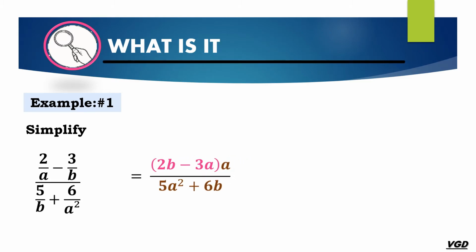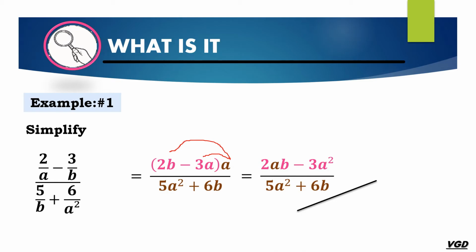Applying the distributive property of multiplication, we can distribute a to the quantity of 2b minus 3a. So just distribute, and we will get a times 2b is equal to 2ab, and a times negative 3a is equal to negative 3a squared, over 5a squared plus 6b. Since we cannot cancel out anymore or simplify our new equation, our final answer is 2ab minus 3a squared over 5a squared plus 6b.